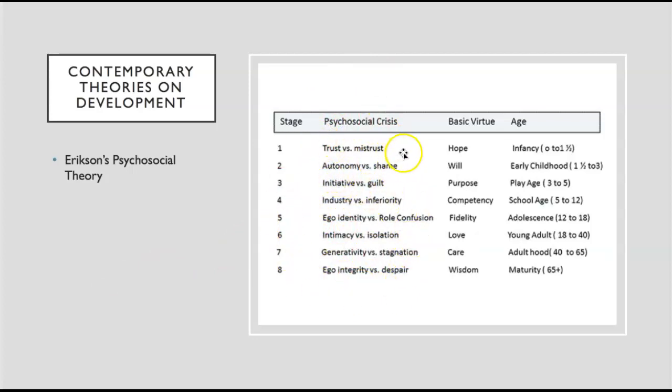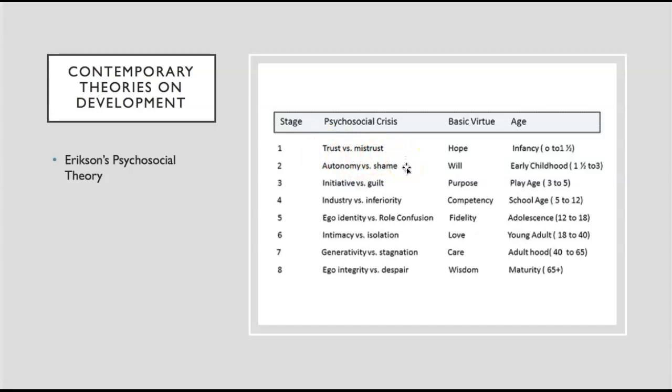So in the trust versus mistrust crisis, for example, the key task here is for the infant to learn how to trust. And since an infant cannot do anything for themselves, they have to rely on their caregivers to do everything for them. If their caregivers do not provide for them, the infant would not develop that sense of trust, and they would go on having difficulty trusting others in the future.